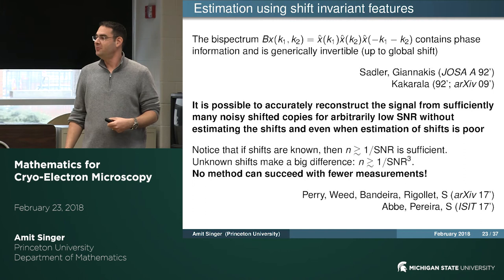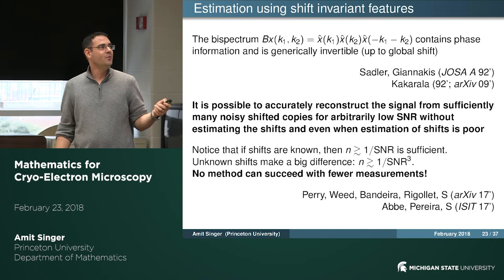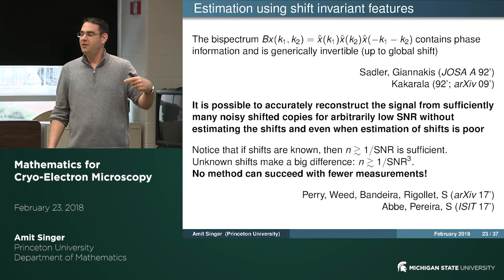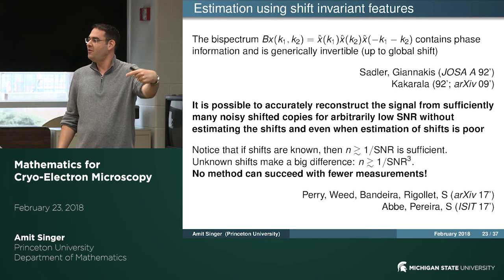Why? Because you can look at the bispectrum corresponding to 1, 1, minus 2. Okay, so you know 1, you know 1, then you know 2. And then you can just do frequency matching and get all the phases. That means 3 by knowing 1 and 2, then it's 4 and so on. It's not the most stable algorithm, but it just shows that you can do inversion.